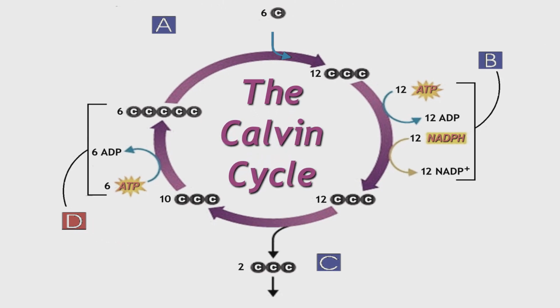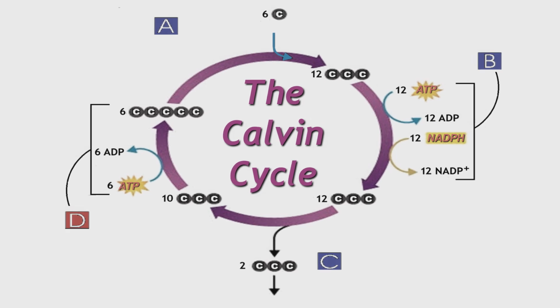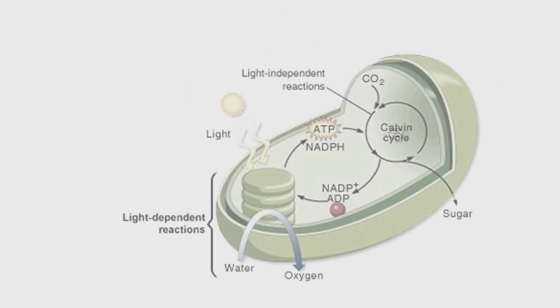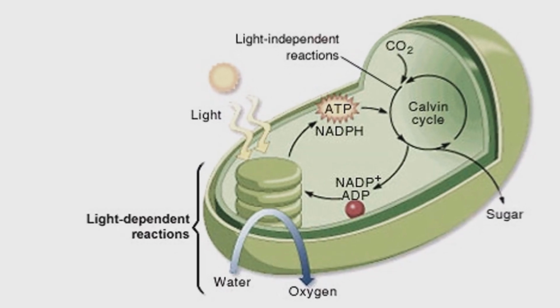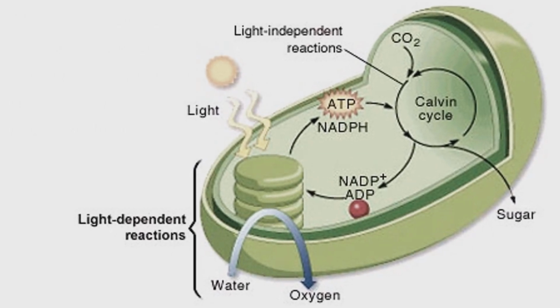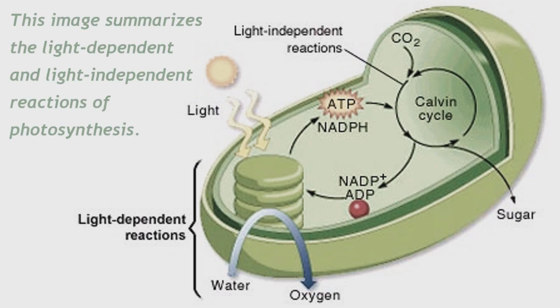So again, if we look at the entire cycle, we put in 6 carbons from carbon dioxide to make 12 3-carbon molecules. We use the energy of ATP and NADPH to take them to a higher energy. We take 2 of those 3-carbons out, and for the remaining 10 3-carbons, we add 1 more ATP once again, and we complete the cycle. And this all occurs in the stroma, which is the fluid-filled region inside the chloroplast.